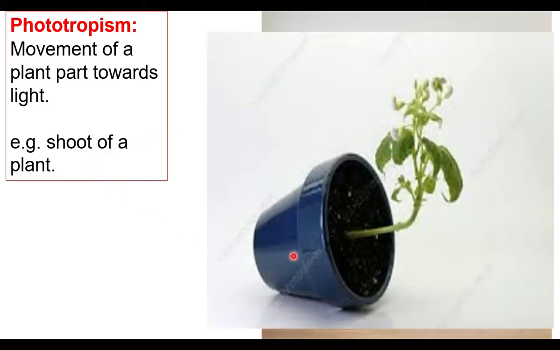If we keep a potted plant horizontally, what does the plant do? The shoot system bends and grows upwards towards the direction of light. This is also an example of phototropism.